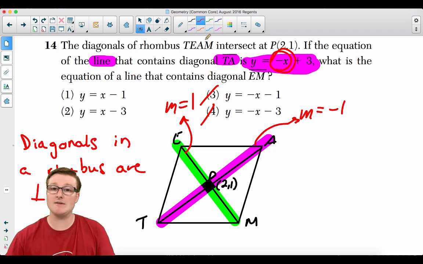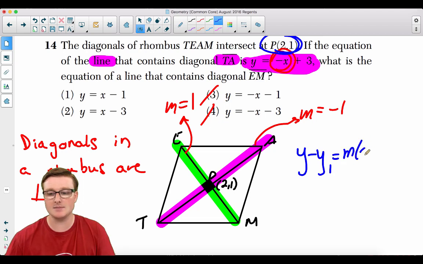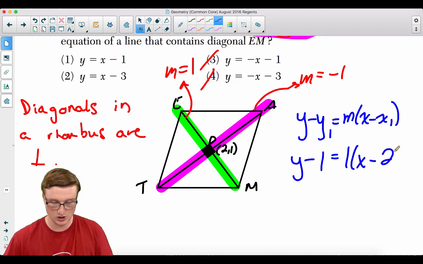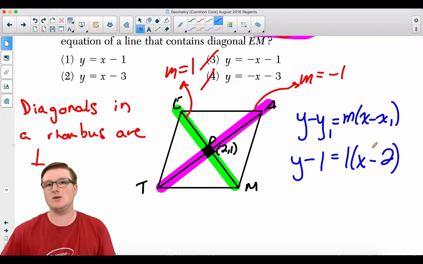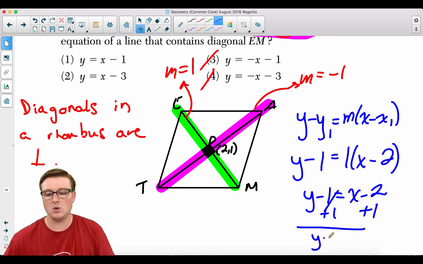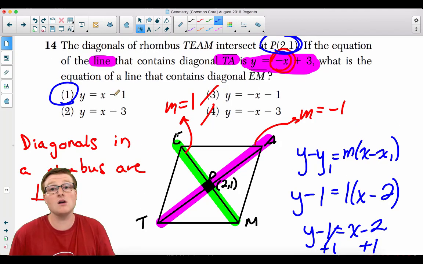Now we have our slope, and we have a point that it passes through. We could use the point slope form, which is y minus y1 equals m times x minus x1, to calculate the equation of the line. So we get y minus 1 is equal to the slope of 1 times x minus 2. We don't need to distribute that 1 because 1 times anything is just itself. So we get y minus 1 is equal to x minus 2. I'm going to add the 1 on both sides. You get y is equal to x minus 1, which is choice 1. And that is the equation of the line of EM.